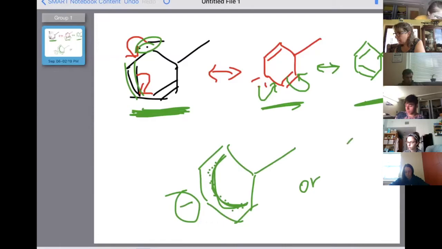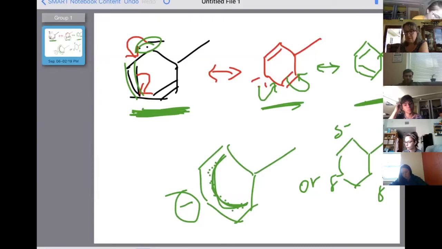Or you can draw the benzene ring and say that there's a partial negative here, a partial negative here, and a partial negative here. I would draw the dotted line here too.